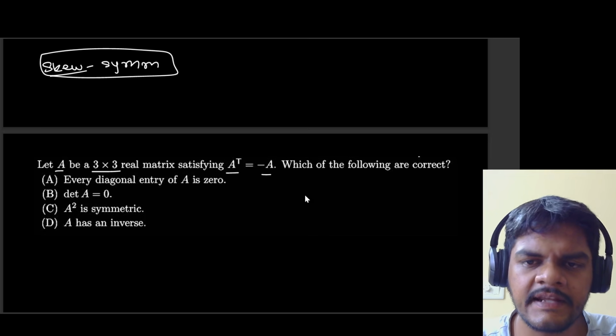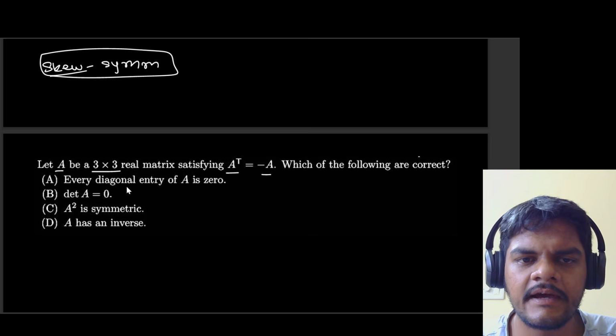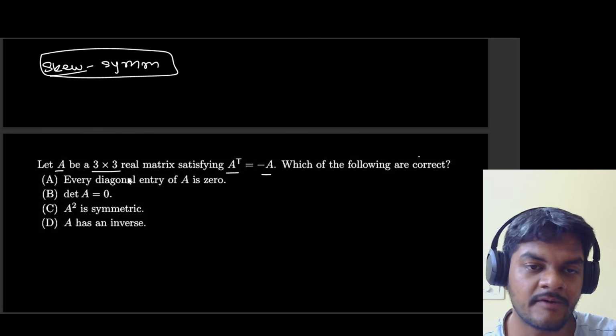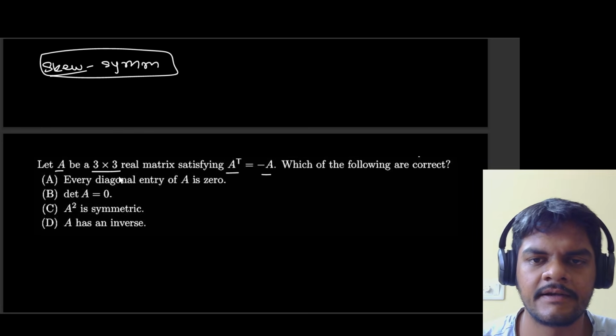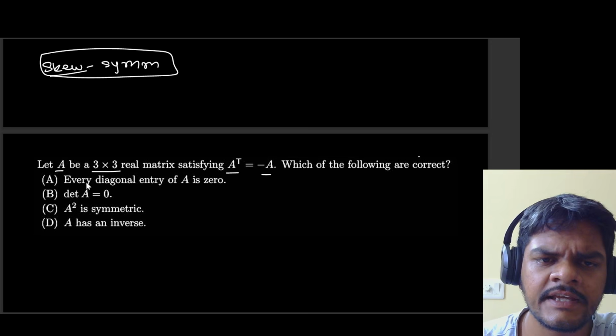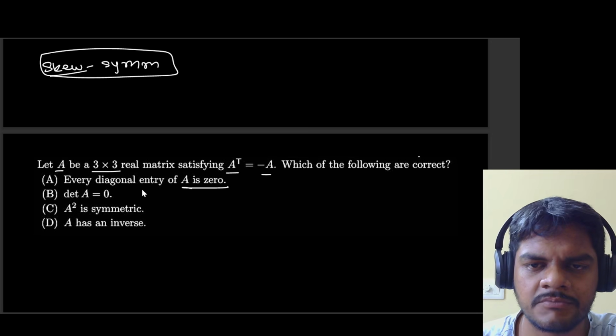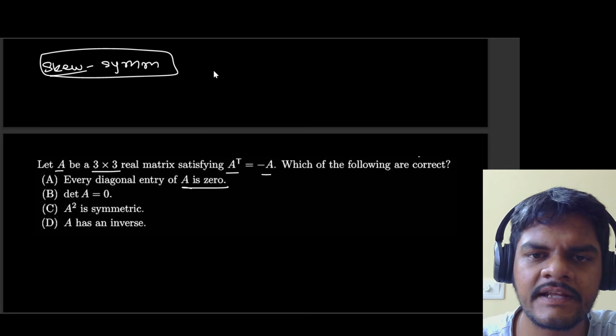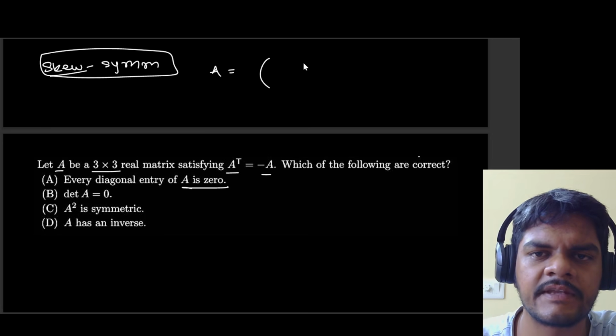So A transpose is equal to minus A. And by the way, this question can have multiple options, correct? Every diagonal entry of A is 0. Look at it. What is A transpose? Let's say A is equal to something.